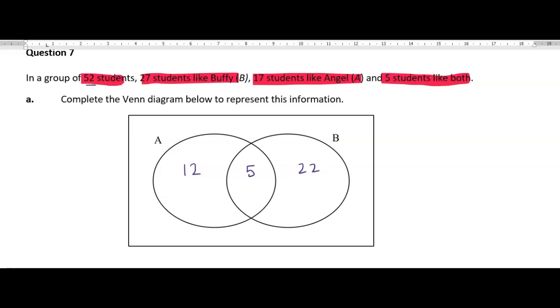And we've got 52 students in total. So we've got to see how many there are currently. 12 plus 5 is 17, plus 22 gives us 39. So that means we've got an extra 13 who don't like either. Let's just double check that I've added that up correctly. 22 and 13 gives me 35, 40, 52. Beautiful.